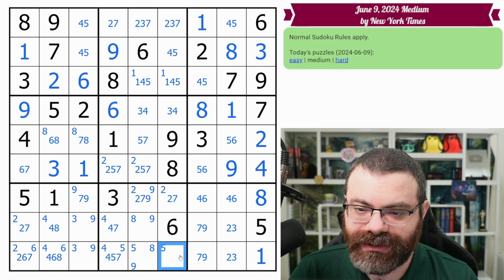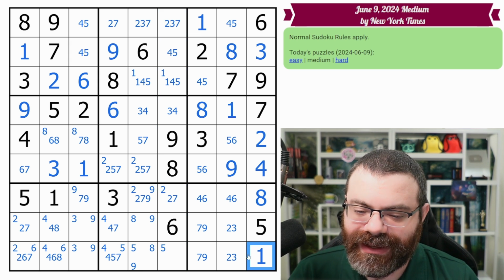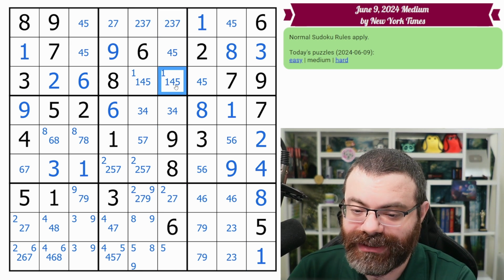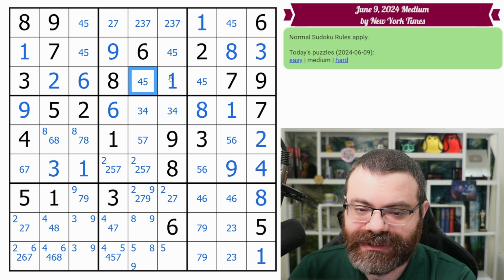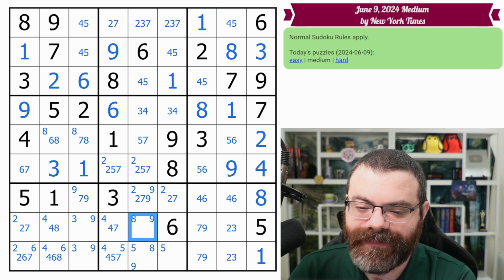This can't be 1. Ah, okay. So this column needs a 1. That's probably what I'm missing. And this one says not here. So this column needs a 1. It has a hidden single 1, amazingly. So that's our 1. Does that do more for us? Let's look at 1s real quick. So this one looks down, that one looks down, this one looks in, this one looks in. That places a 1 here.